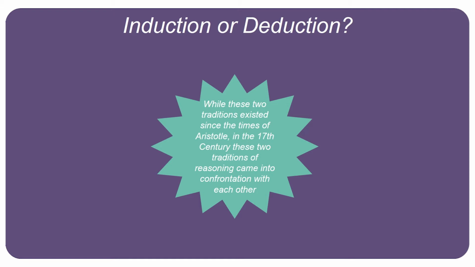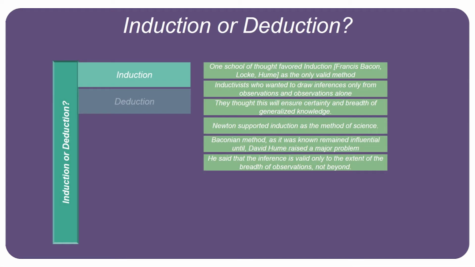While these two traditions existed since the time of Aristotle, in the 17th century, these two traditions of reasoning came into confrontation with each other. One school of thought favored induction. For example, Francis Bacon, Locke, and David Hume favored induction as the only valid method. Inductivists wanted to draw inferences only from observations alone. They thought that this would ensure certainty and breadth of generalized knowledge.